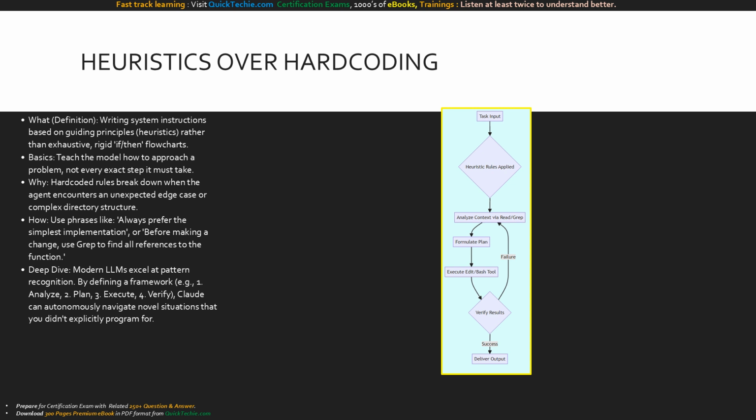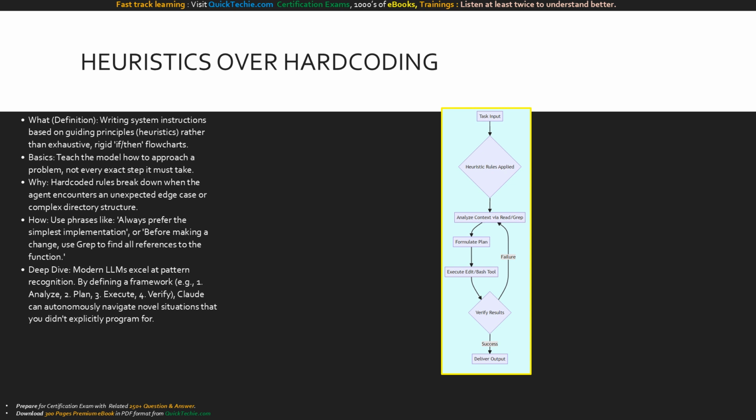Why is this vital? Because an AI agent operates in a dynamic codebase. If you hardcode a rigid flowchart, the agent will fail the moment a file is moved or an edge case appears. How do we fix this? Use heuristic commands. Tell Claude, always search for function references before modifying a file, or prefer composition over inheritance.